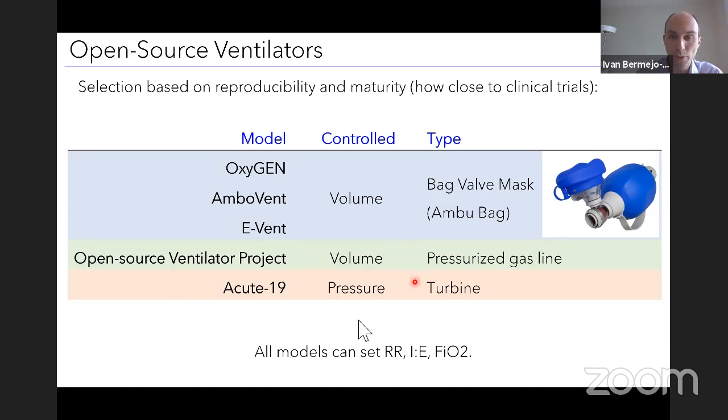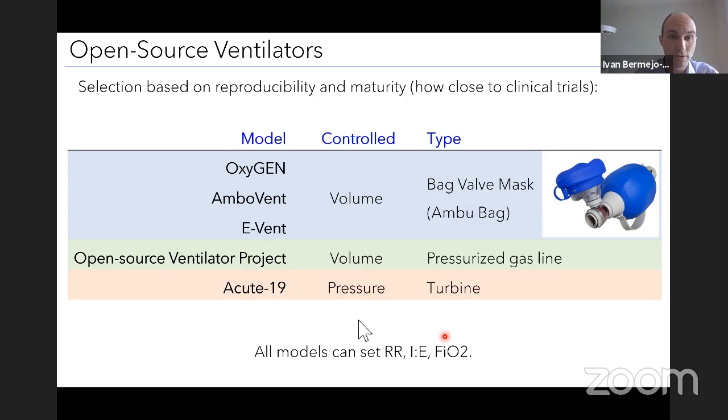And then there is a couple of other projects that I wanted to mention briefly. The open source ventilator project by the University of Florida. This is based on a pressurized gas line. And finally, the Acute ventilator project that is based on turbine design. So this gives you a bit more control, and it's also based on pressure rather than volume control ventilation. All of these models can set the respiratory rate, the inspiratory to expiratory ratio, and also if you have oxygen available in a tank or in a pressurized line, you can set the fraction of inspired oxygen as well.